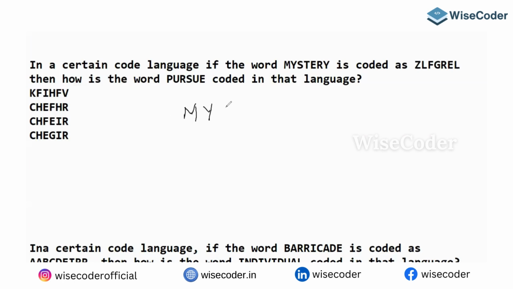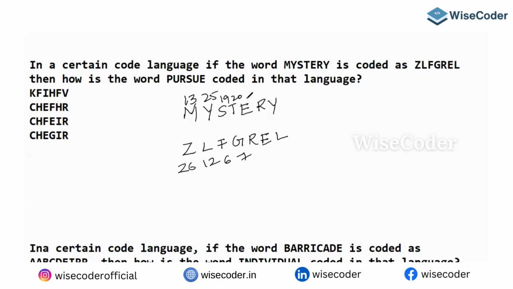M Y S T E R Y. Mystery is coded as Z L F G R E L. Write down the place positions quickly. 13, 26, 12, 25, 19, 6, 20. This is 7, 5, 18, 18, 5, 25, 12, 25 and 12.